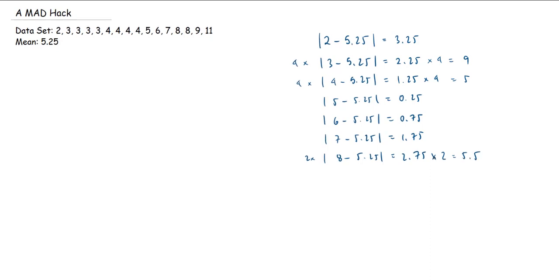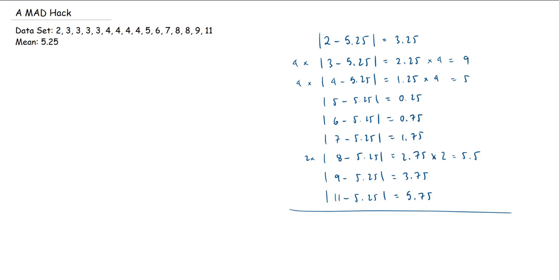Okay, then we have the 9, so 9 minus 5.25, and that's going to be 3.75. And then finally the 11. So we have 11 minus 5.25, and that's going to be 5.75. Okay, now, in order to compute the mean absolute deviation, we want to sum all of these deviations and divide by the total number. By the way, if we count up quickly, there are 16 points in this data set. That's what we'll be dividing by.